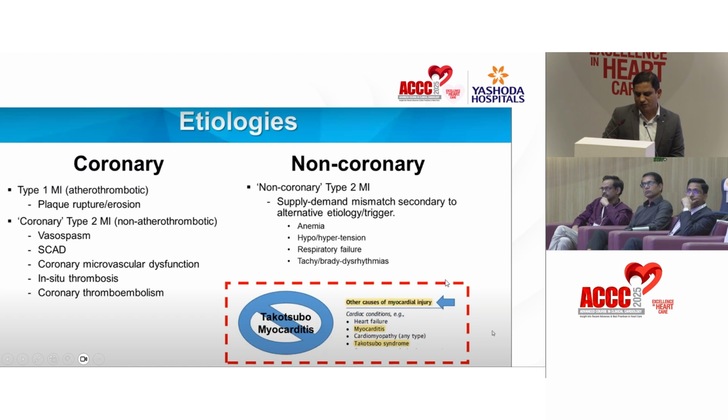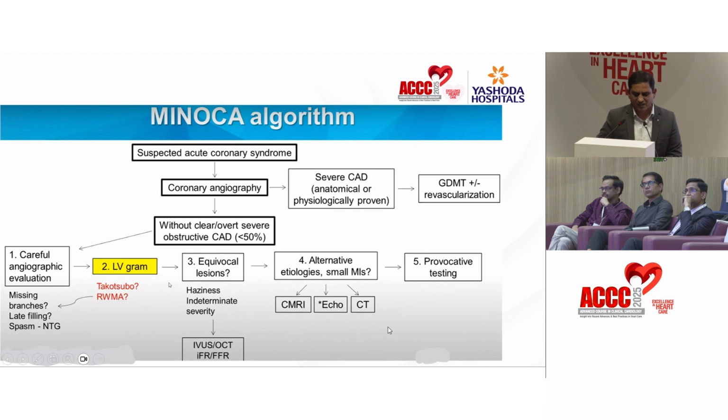I said Takotsubo cardiomyopathy, don't label it as MINOCA, because at first you can make it a working diagnosis, but after doing an LV angiogram, Takotsubo is not an infarct, it is a myocardial cellular injury, so you can rule it out by doing an LV angiogram and MRI. So if you are suspecting MINOCA, how do you approach that? If you are suspecting acute coronary syndrome, then do a coronary angiogram.